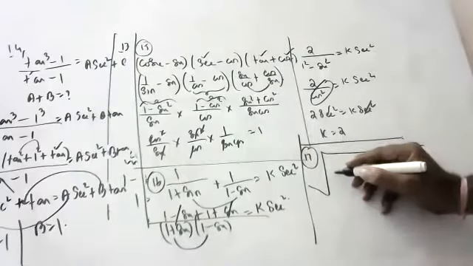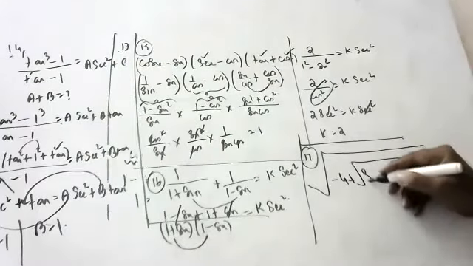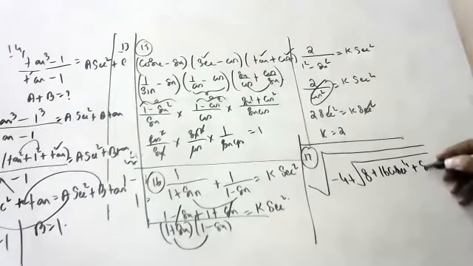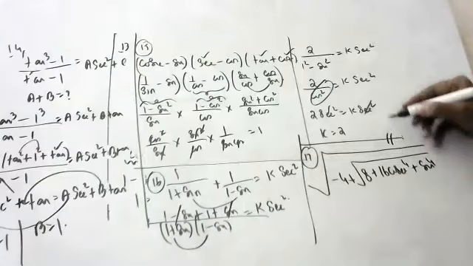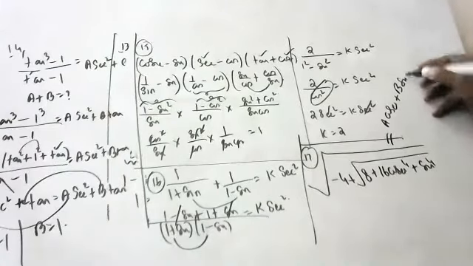So, under root of, please see the question. Under root of minus 4 plus under root of 8 plus 16 cosecant 4 plus sine 4 is equal to a cosecant plus b sine. What is the value of a and b?